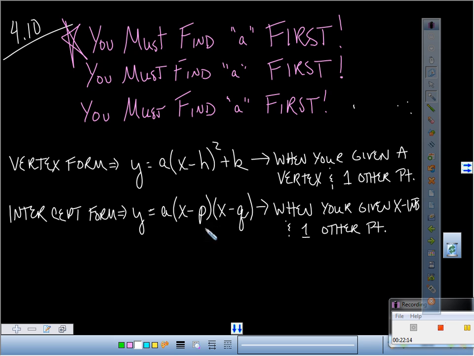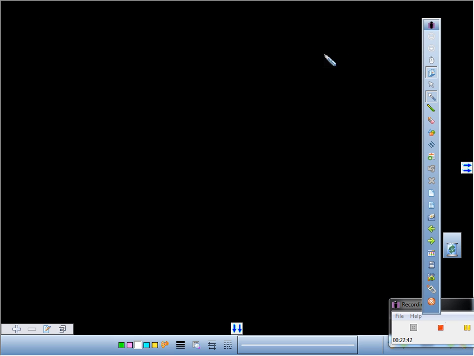I love the way this is not sneaky, right? Are you going to be confused as to whether to use the intercept form or the vertex form? No, people. If they give you the vertex, guess what you're going to use? Vertex form. All right, so let's see what it's talking about.